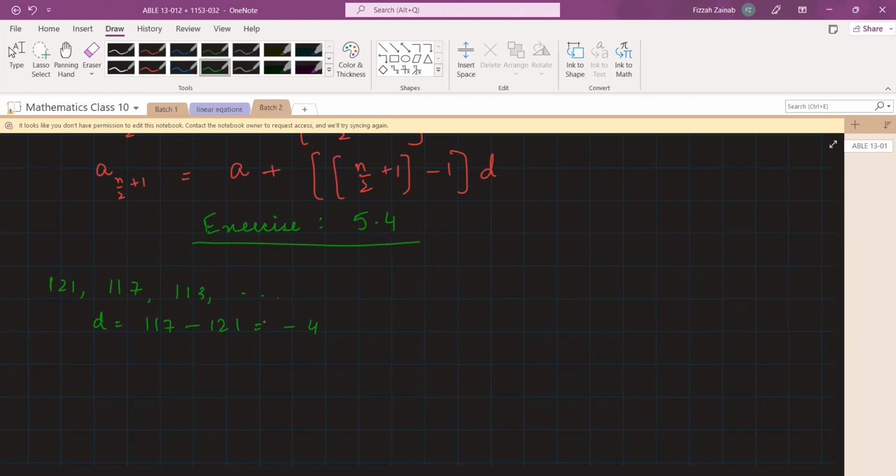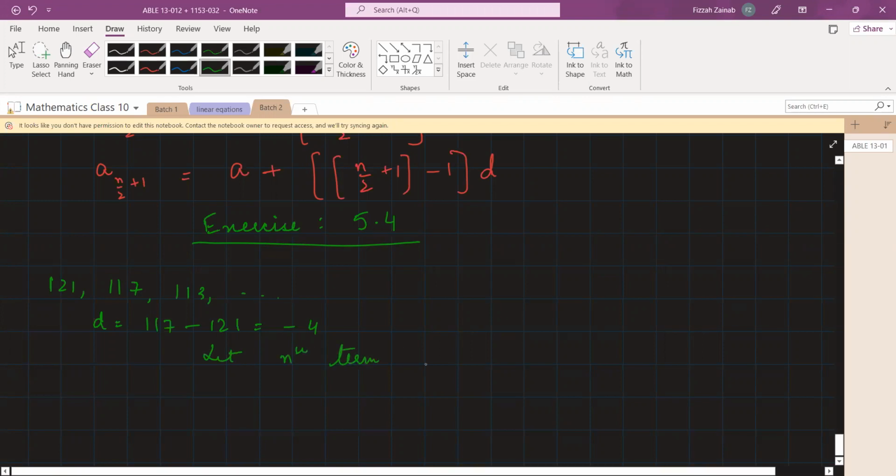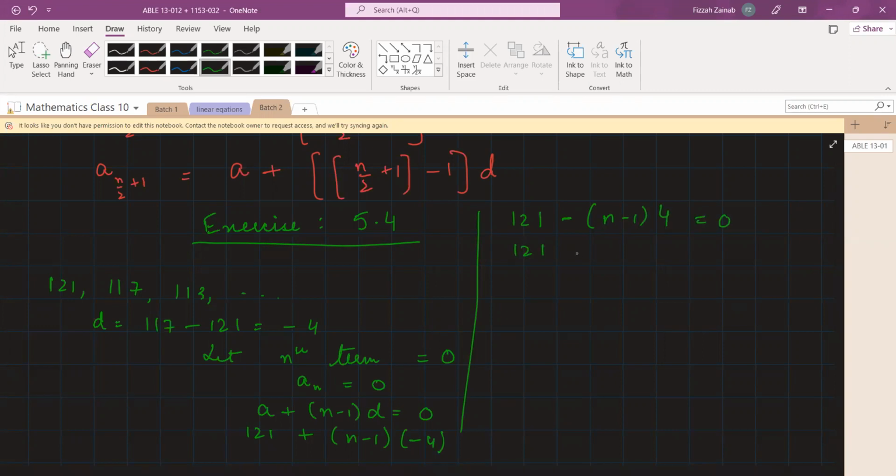So it is decreasing, and somewhere the term can be 0, right? So let the nth term be 0, and we have to find that particular n. So a plus n minus 1 into d is equal to 0. a is 121, n I want to find, and d is minus 4. So that gives me 121 plus n minus 1 into minus 4, so 121 minus 4n plus 4 is equal to 0. 125 minus 4n is equal to 0, so 125 is equal to 4n.